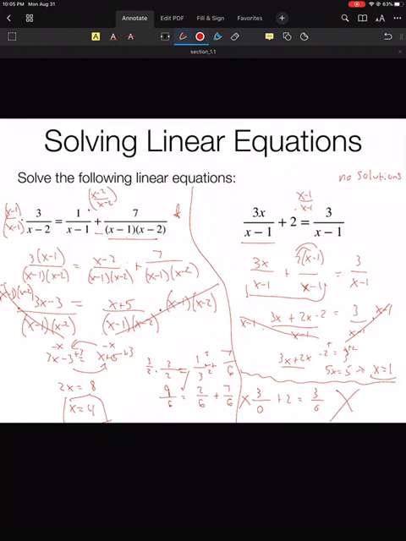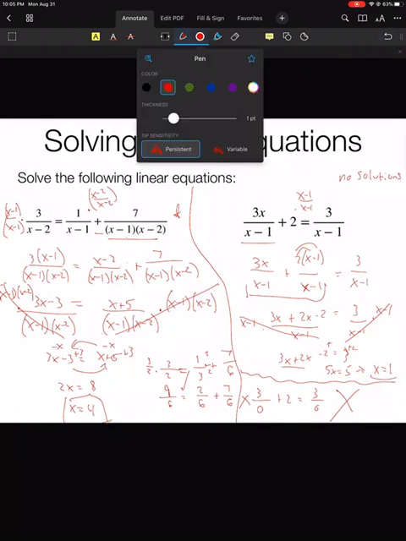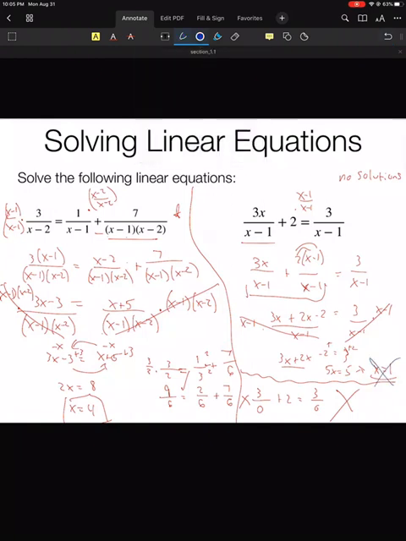No solutions. This doesn't check out, okay? And if it doesn't check out, then this is not a solution. So x equals 1 is not a solution. In fact, there are no solutions to this equation.